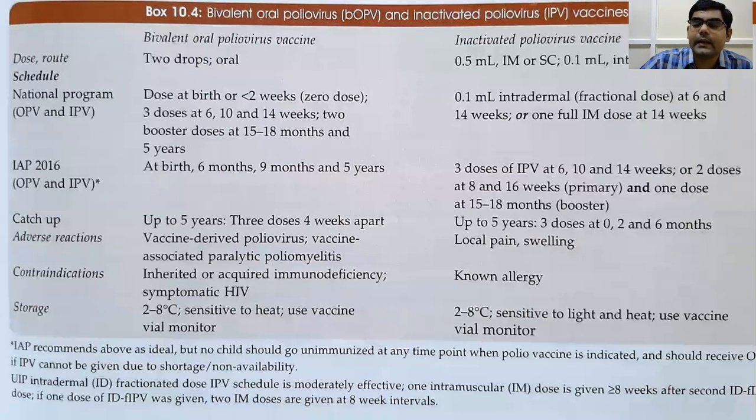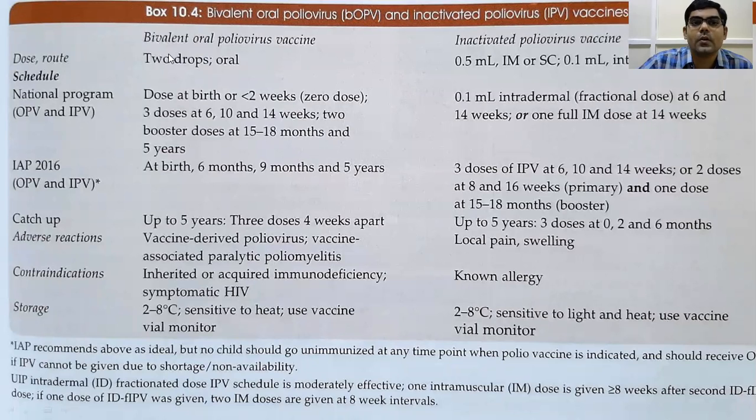Previously we had trivalent. Now we go to bivalent. So bivalent contains only OPV1 and OPV3. OPV2 we have removed from the vaccine. Why? Because this is one of the most common causes of vaccine-derived poliomyelitis, paralytic polio. So this is very important. Examiner may ask you, every point is important. Now we are giving bivalent.